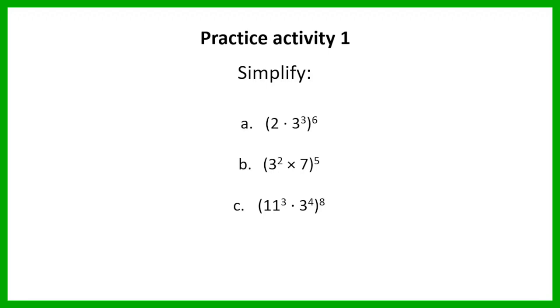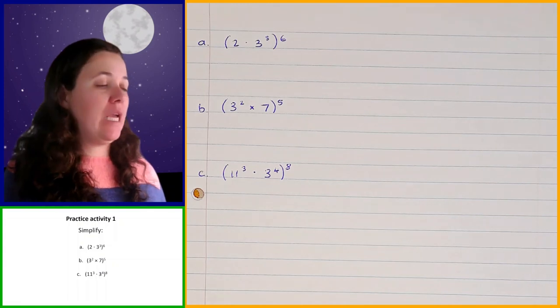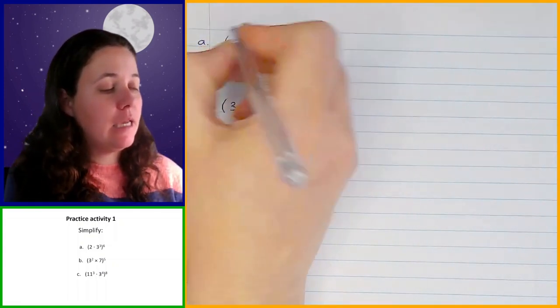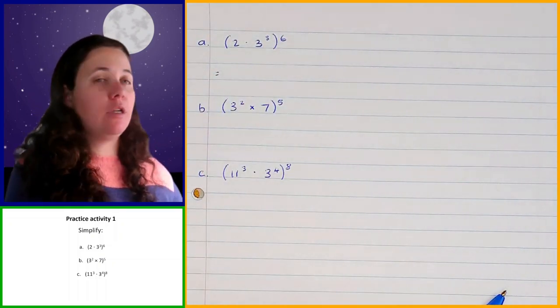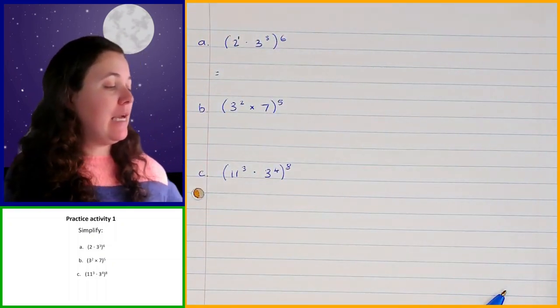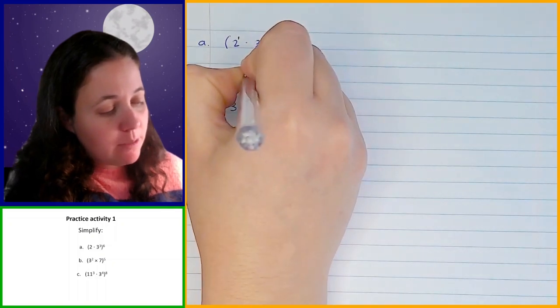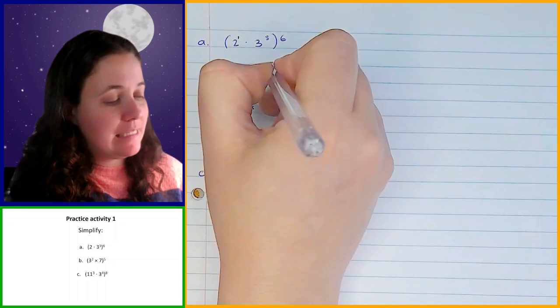Okay, you should hopefully be done with that by now. So let's go through those examples. So the first one, for question A, we had 2 times 3 cubed in brackets to the power of 6. So first I'm going to take my 2. It has got an invisible little exponent of 1, which I'm going to multiply by the 6, and that gives me 2 to the power of 6. Multiplied by 3 to the power of 3 times 6 is 18.